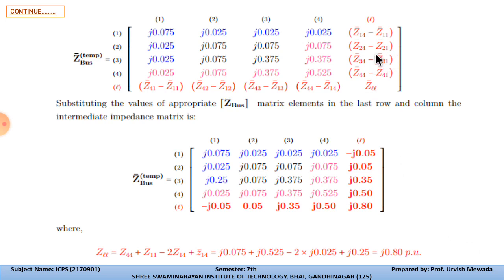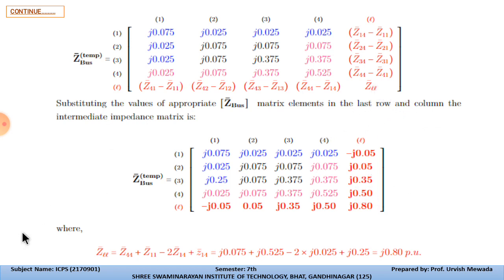This row is the reciprocal of the column. So Z14 will become Z41 and Z11 remains the same, so Z41 minus Z11, and Z24 will become Z42 minus Z12, and Z34 minus Z31 will become Z43 minus Z13, and Z44 minus Z14. So this is the ZLL, as we used in the previous case.